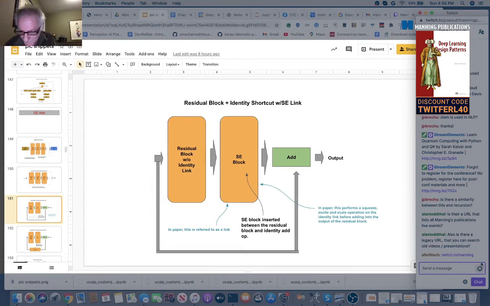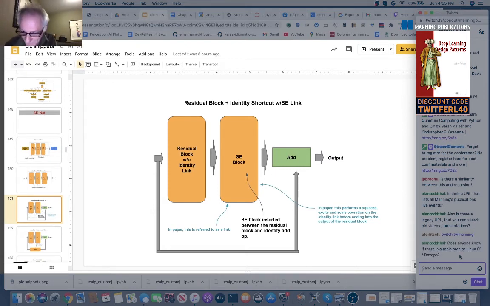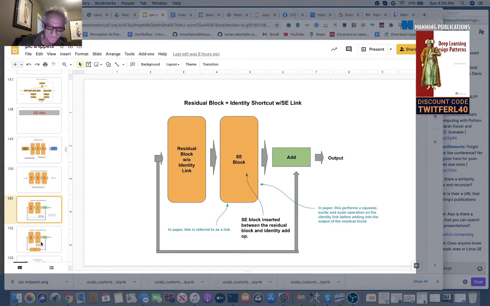Okay. And actually, we can just go up there for a minute. Okay, somebody's looking for something on Linux SE. Obviously, this isn't the same SE. So SE here, by the way, stands for squeeze and excitation. That's what they refer to it as in the block.